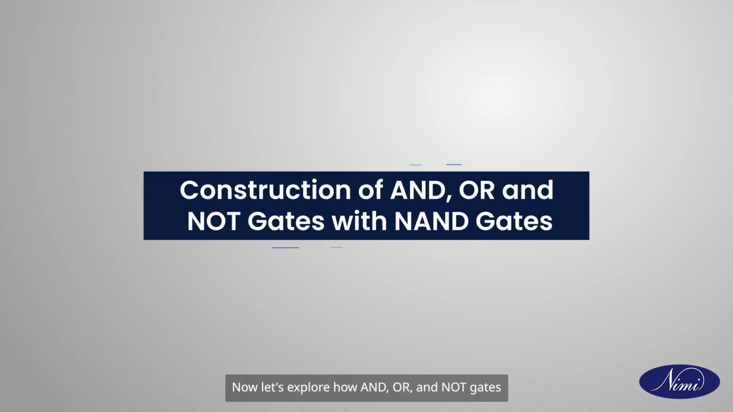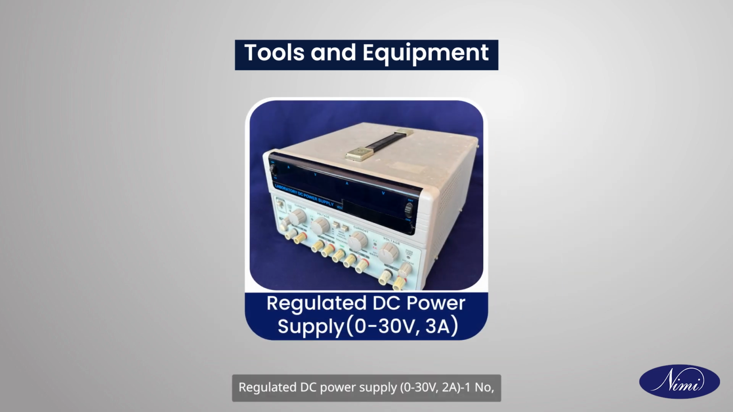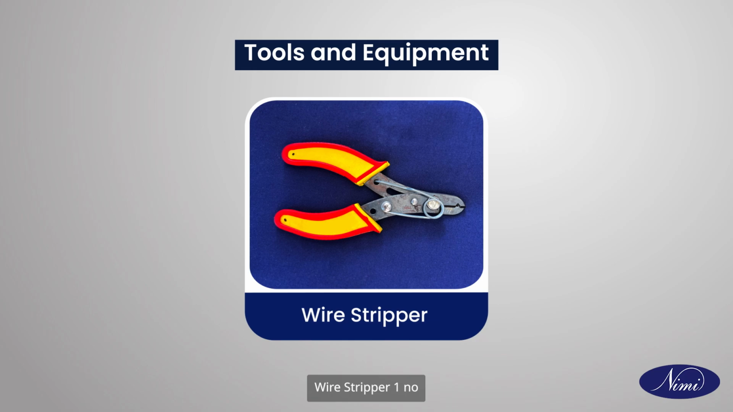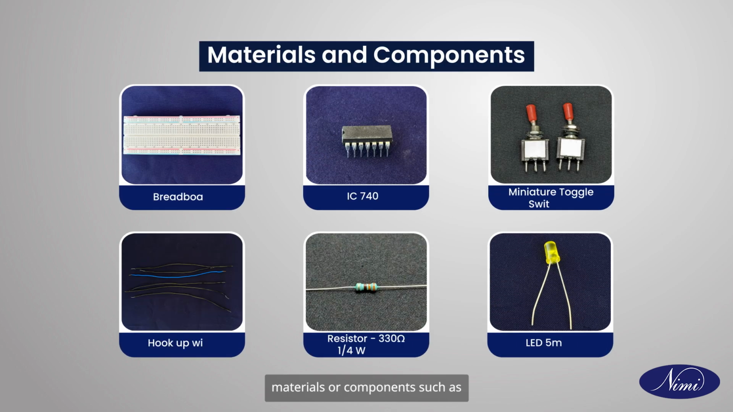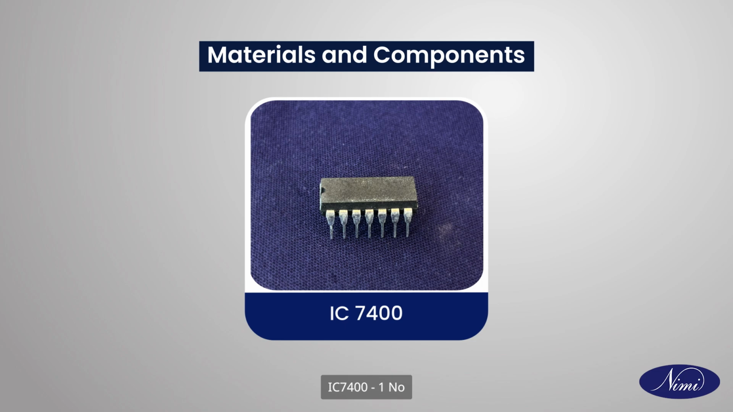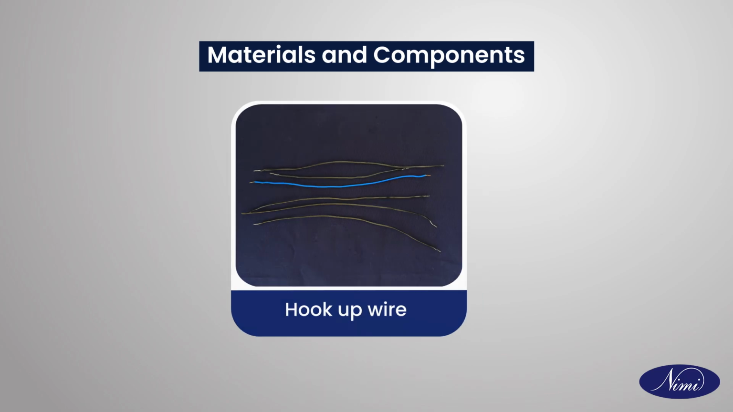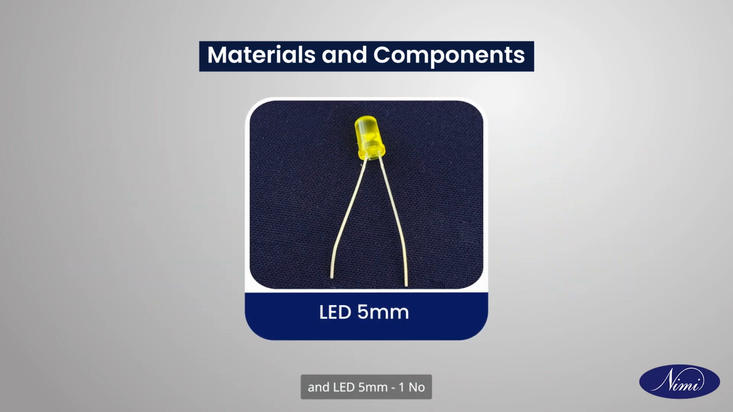Now, let us explore how AND or NOT gates can be built from NAND gates. For this, you will need the following tools and equipment such as regulated DC power supply 0 to 30 volt 3 amperes 1 number, digital multimeter with probes 1 number, wire stripper 1 number, nose plier 1 number. We will need the following materials and components: breadboard 1 number, IC 7400 1 number, miniature toggle switches 2 numbers, hookup wire as required, resistor 330 ohm 1/4 watt CR25 1 number, and LED 5mm 1 number.